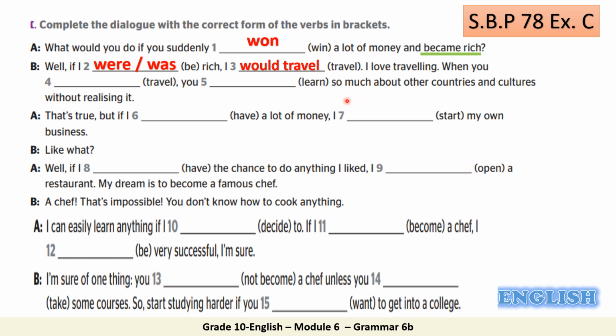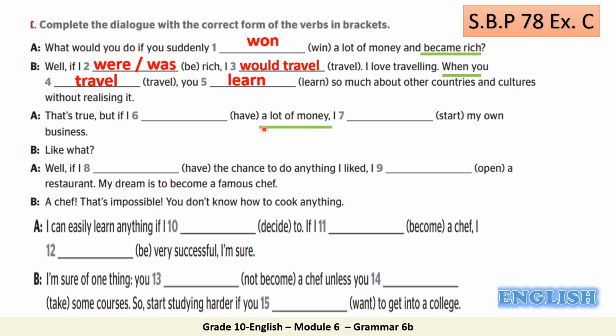I love traveling. When you travel, you learn so much about other countries and cultures without realizing it. And if you notice here that this is a general fact or truth. So, when we express or talk about general facts, which type shall we use? That's correct. It's type 0, which is present simple and present simple. So when you travel, you learn so much about other countries.